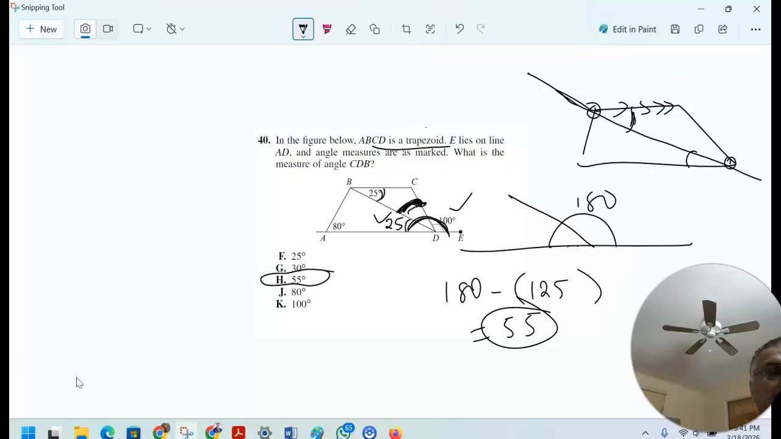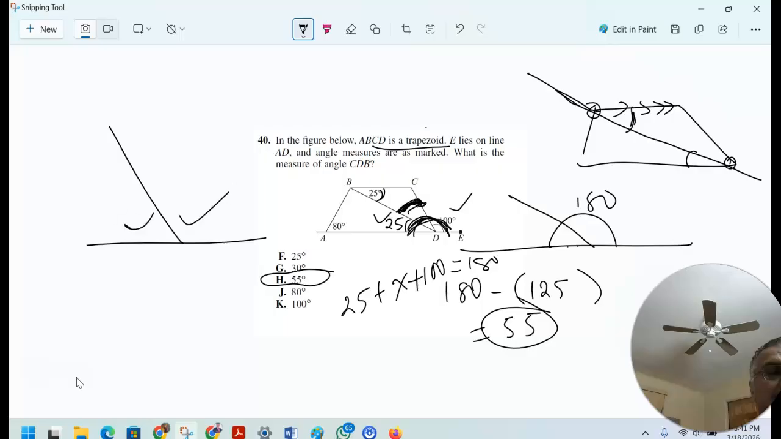Or you can work it out and say, hey, 25 plus whatever you don't know plus 100 is 180. Because when you have something like this, these are angle additions on a semicircle. These three angles always add up to 180 degrees. If this is a semicircle and there are three angles there, 1, 2, and 3, they all add up to 180.